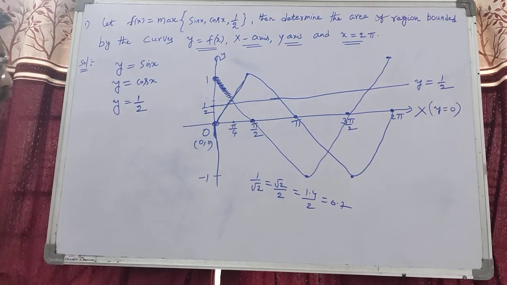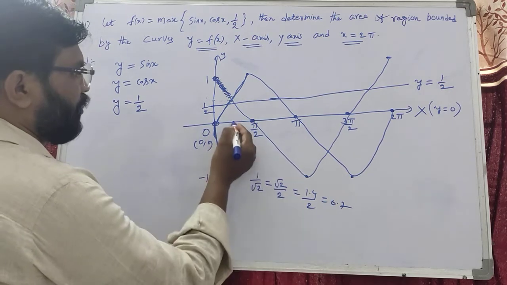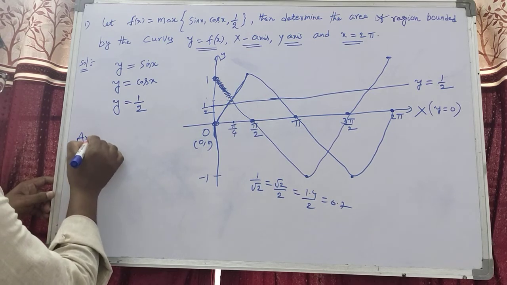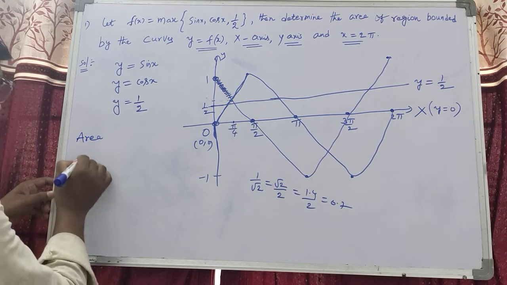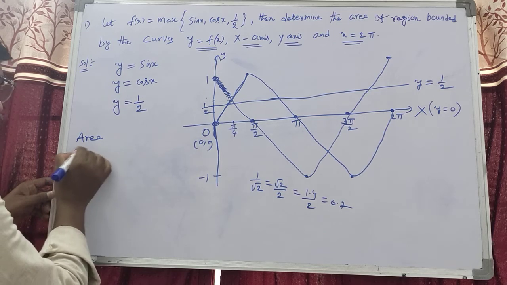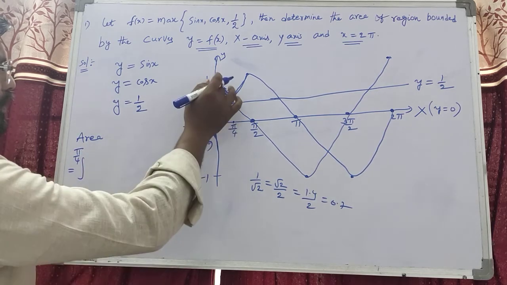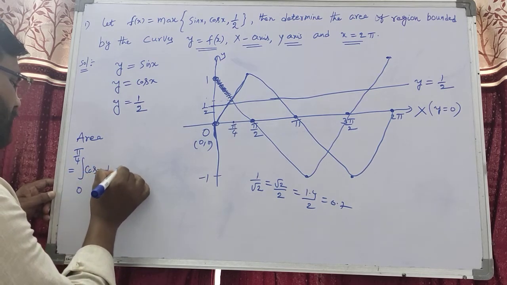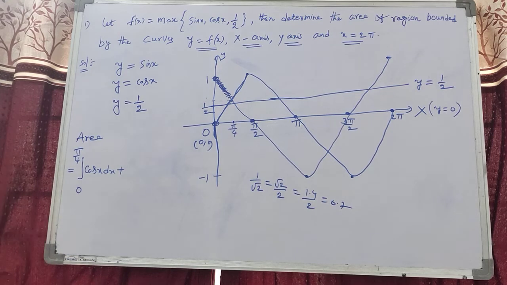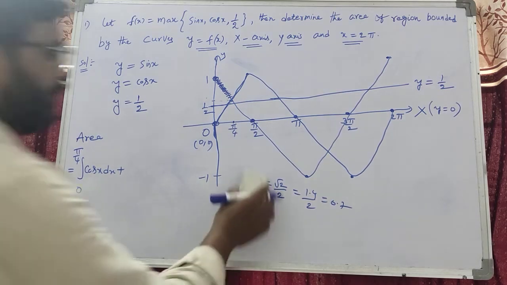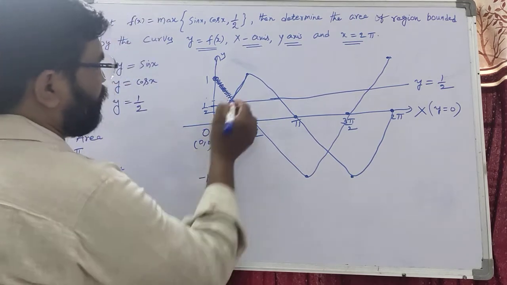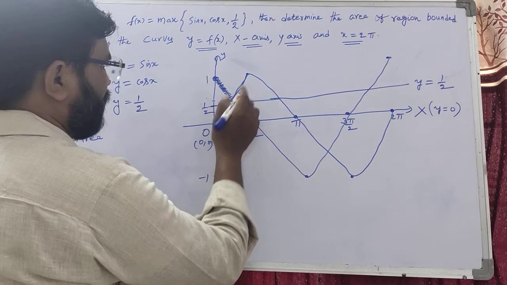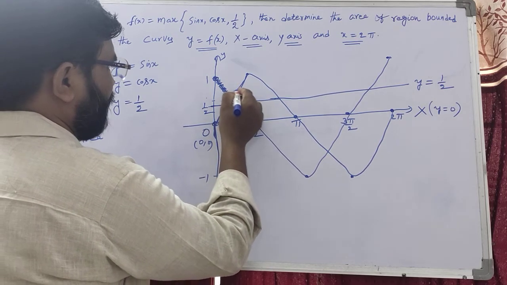Okay, students, considering the region up to pi by 4, the required area, dear students, we can write as the integral from 0 to pi by 4 of the maximum, that is cos x. Okay, students, we can write cos x dx. That is our first observation. So the graph is above in the interval. Undoubtedly, dear students, this is the cos x graph, this is the y equal to 1 by 2 graph, this is the sin x graph. Therefore, here this is upper.